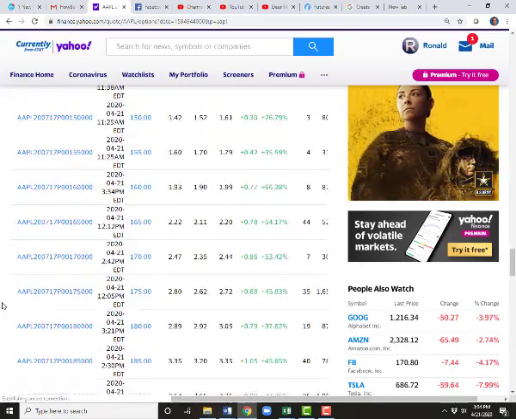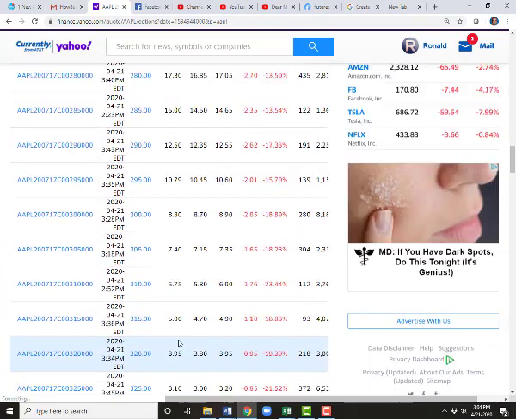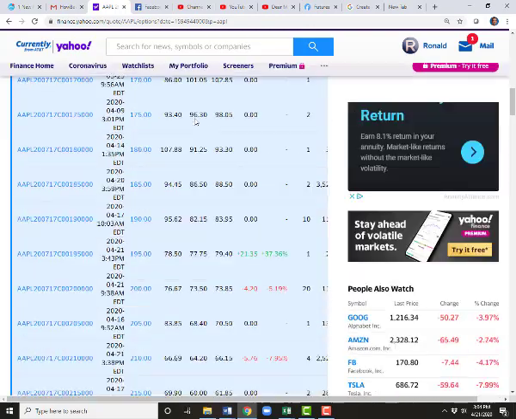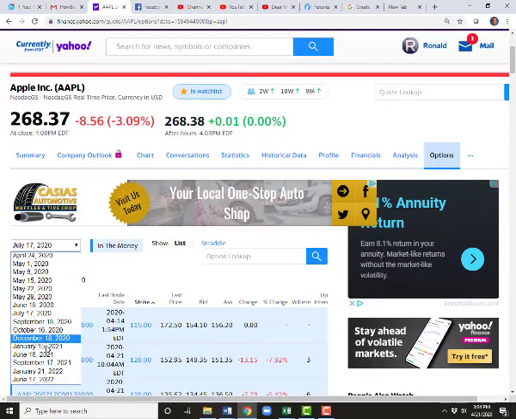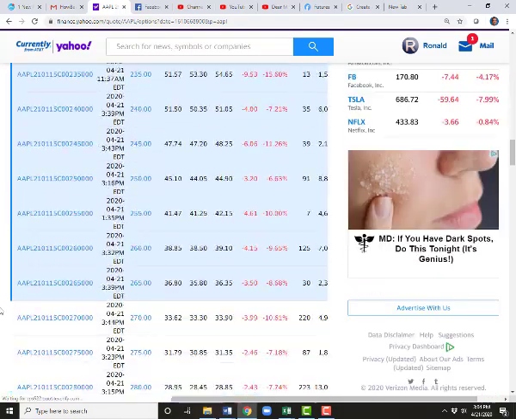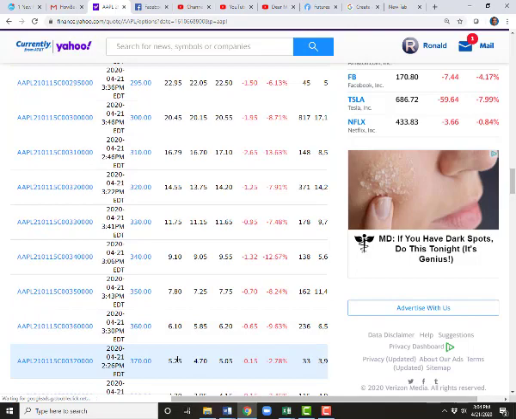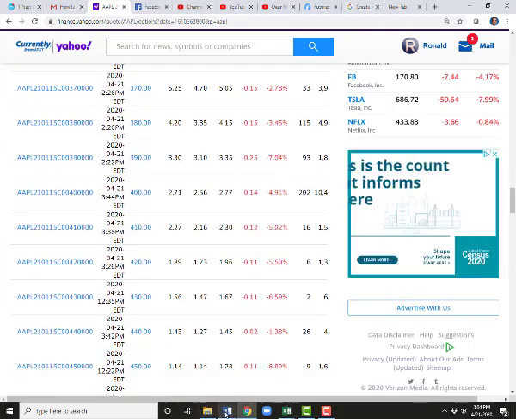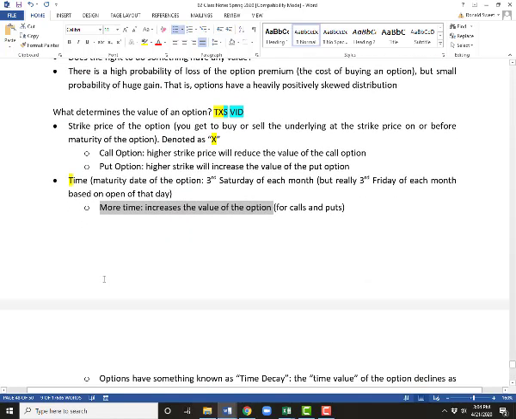So let's go back to this 285 that we're looking at on the call option. The 285 call option had a price of $15. If I change my date to January 2021, then that 285 is now much more expensive. It went from $15 up to $26. The exact same thing with the put options. So time is very, very simple. The more time you have, the more valuable, and that just makes sense, right?